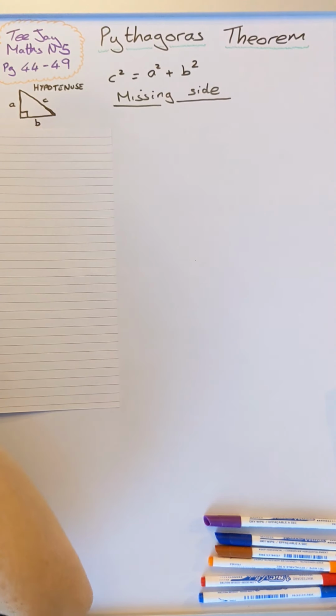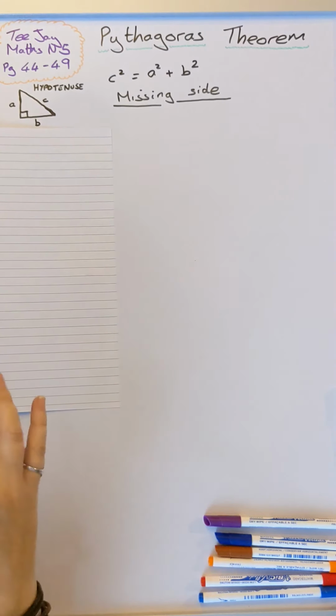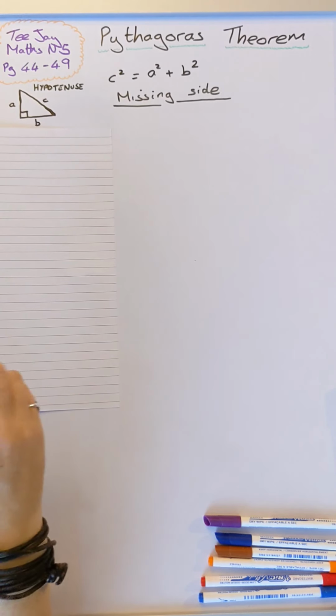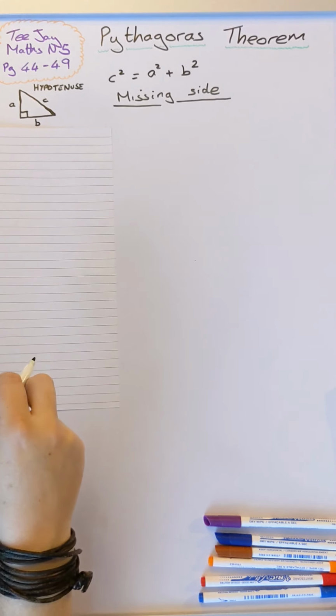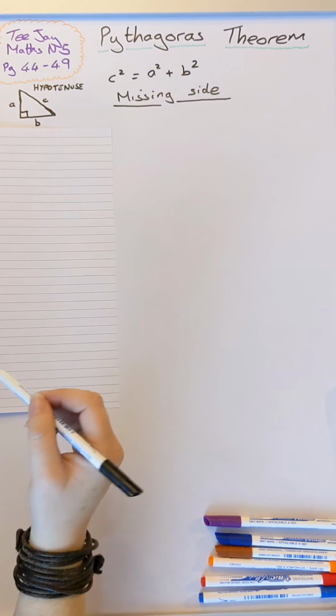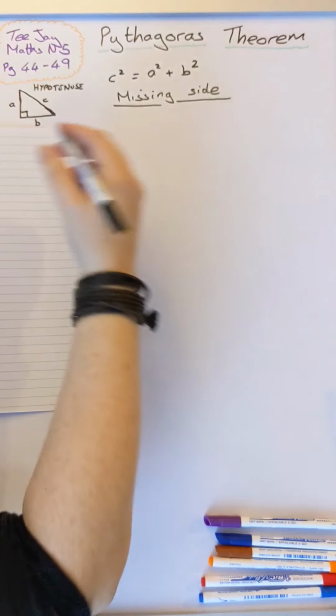Welcome to the video on Pythagoras Theorem, finding a missing side. Now if you've gone through the notes so far, you'll have been practicing finding a side when you've been given two sides in a right-angled triangle. You must remember Pythagoras only works for right-angled triangles.